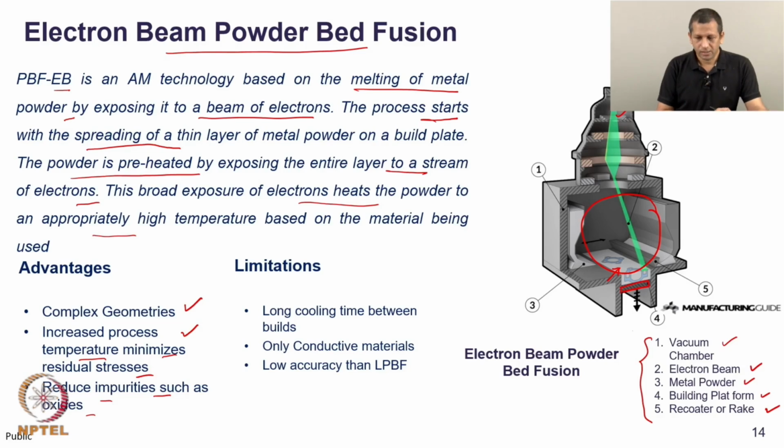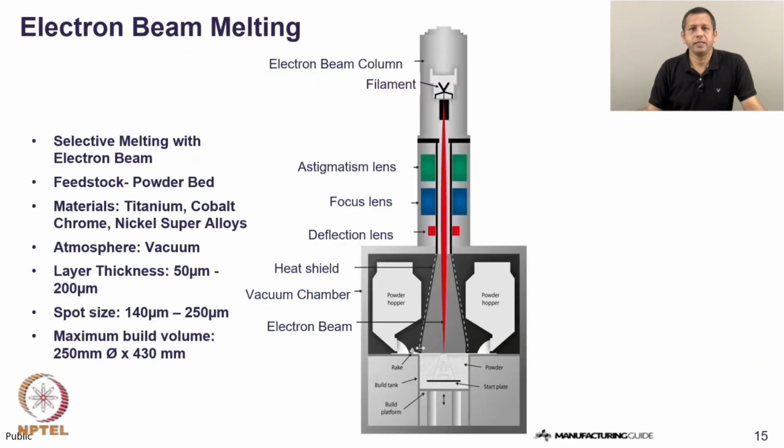Along with all these advantages, we also have some limitations. Since the temperatures are higher and vacuum is maintained, the cooling times are also larger. So, we have to wait between two consecutive builds. Since an electron beam is used, again only conductive materials can be printed using this process, and since the interaction volume of electrons is much larger as compared to laser, we can achieve less accuracy. So, individual ligaments or layers that can be printed using this process are larger than what we can achieve using a laser based process. Here is a closer look at the electron beam melting setup.